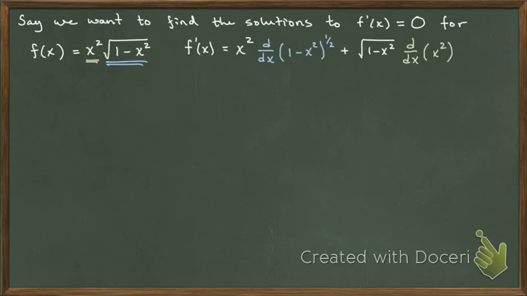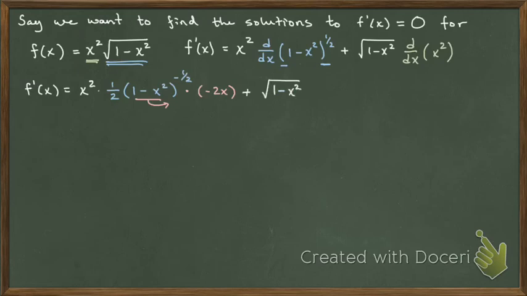Okay, so I'm going to go through this a little bit. I keep my x squared the same. Derivative of 1 minus x squared to the 1/2, I've got chain rule here. I've got a 1/2 that comes down, keep the inside the same, and subtract 1 from the power. So I've got 1/2, 1 minus x squared to the minus 1/2, times the derivative of the inside is a minus 2x. Okay, derivative of 1 minus x squared is a minus 2x. Chain rule.